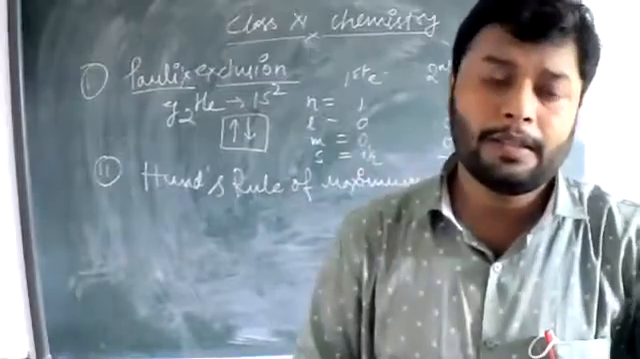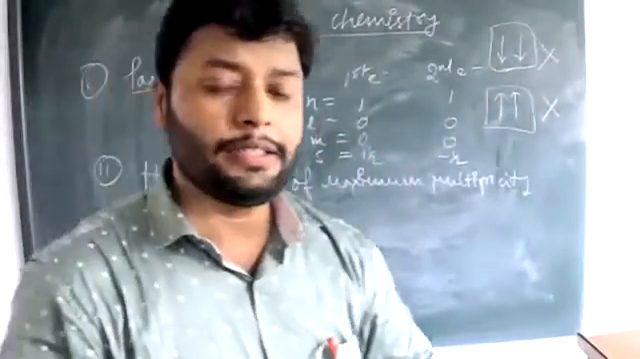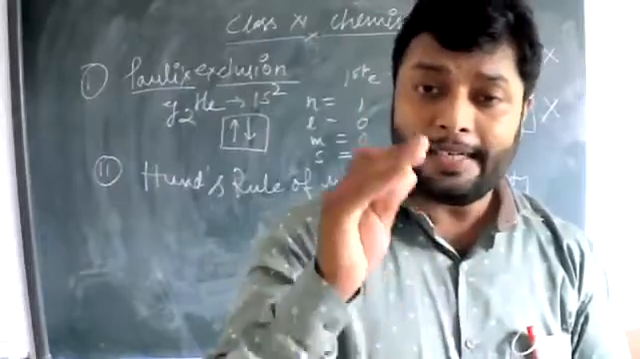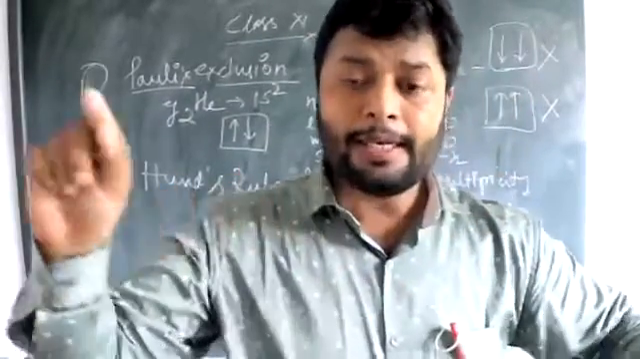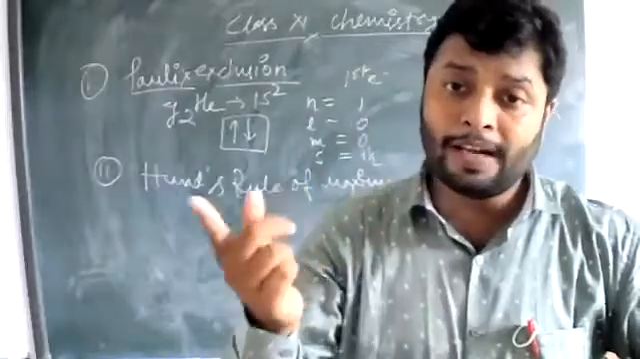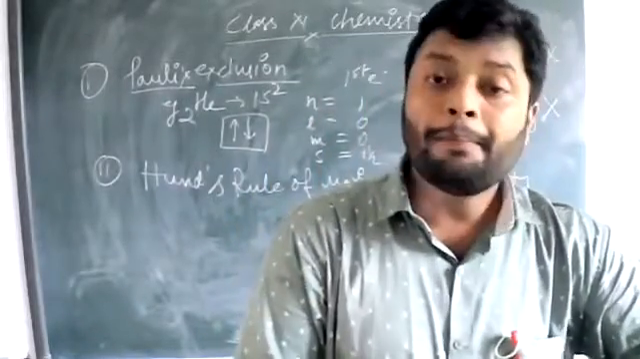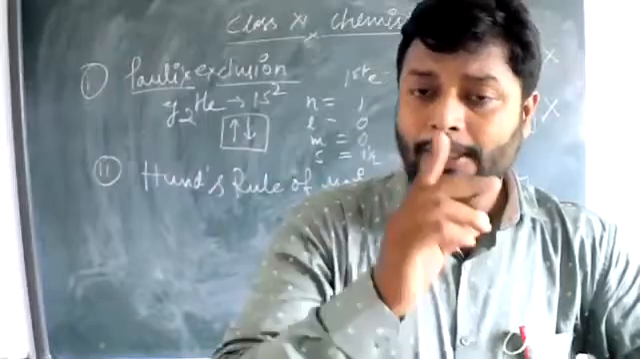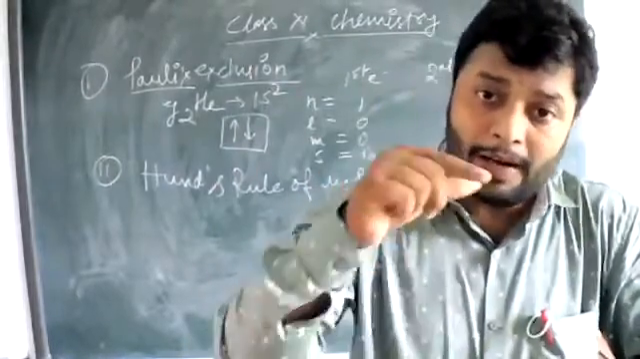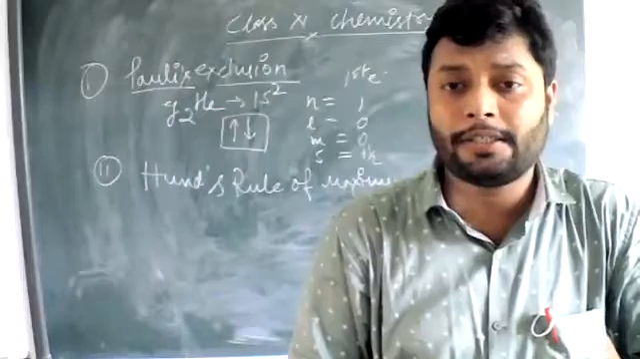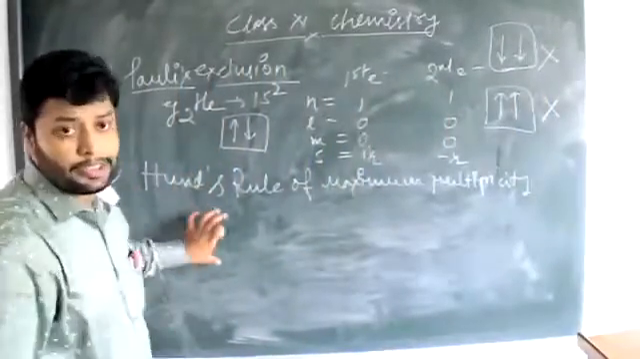Then after that, Hund's rule of maximum multiplicity proved that electrons enter first with parallel spin in different orbitals, and then will be anti-parallel in the same subshell. For the same subshell, electrons must be first parallel, then pairing will start. For example, look at the condition. What does it stand for?